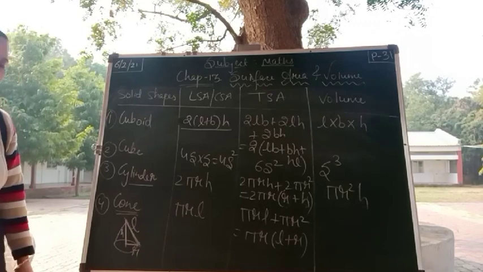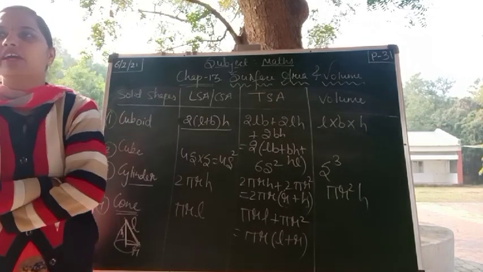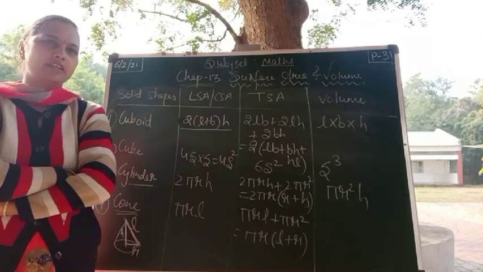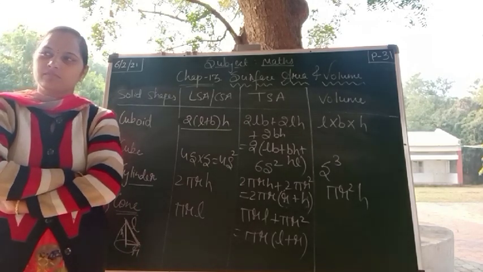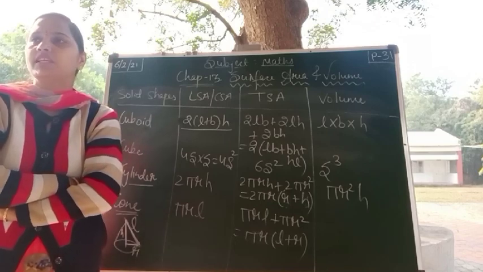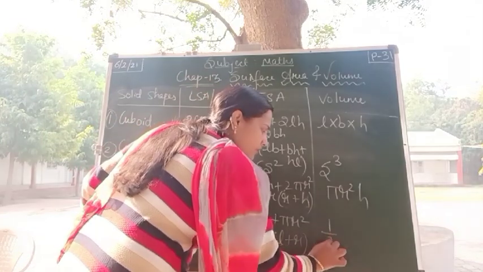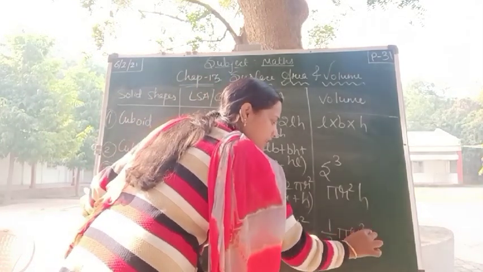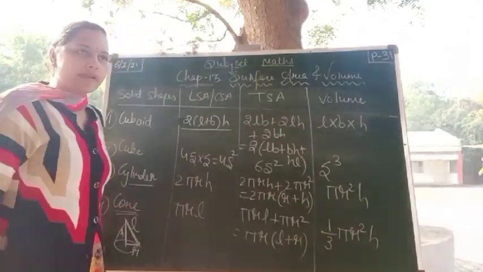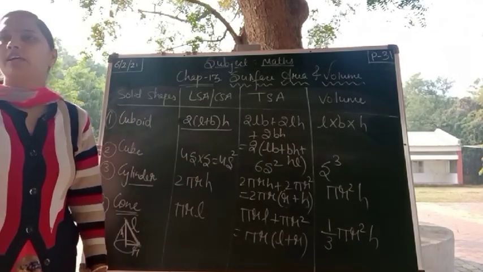Now what is the volume of cone? 1 by 3 pi r square h. Can you tell me why we say the volume of cone is 1/3 pi r square h? Because volume of cone is 1/3 of the volume of cylinder. Exactly right. Good, Tanvi. If I know the volume of cylinder is pi r square h, then the volume of cone is 1/3 of pi r square h.